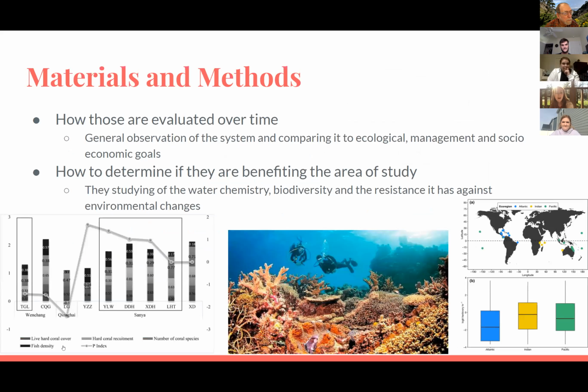Over time, they do have to keep evaluating these areas just to make sure that they are doing what they are meant to do. So they will do this by studying the water chemistry, the biodiversity, and also the resistance that these systems have against natural disasters such as typhoons and hurricanes. You know, they're getting crazier, so they want to make sure that these systems can rebuild themselves after they're damaged. And then you can go on to the next slide.